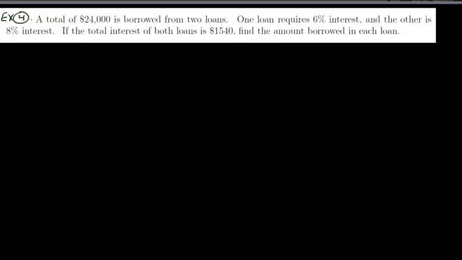Okay, so a total of $24,000 is borrowed from 2 loans. One loan requires 6% interest, the other 8% interest. If the total interest of both loans is $1,540, find the amount borrowed in each loan. Okay, so that's the question.